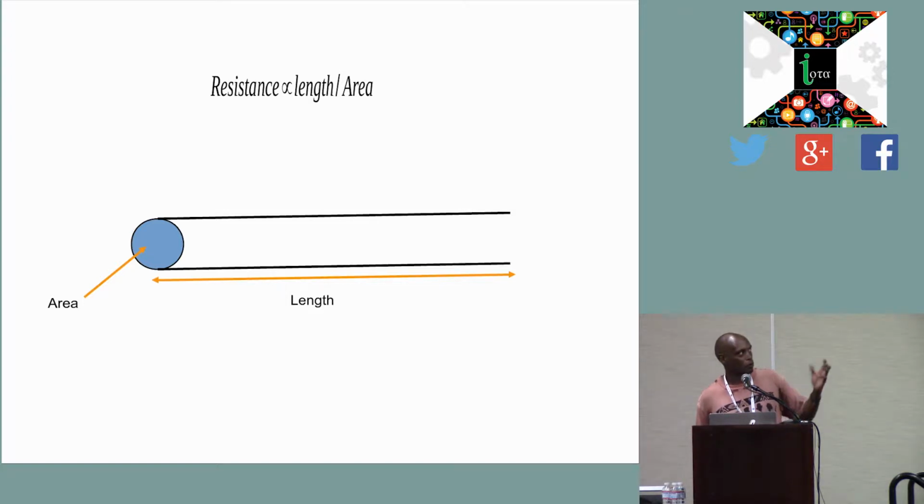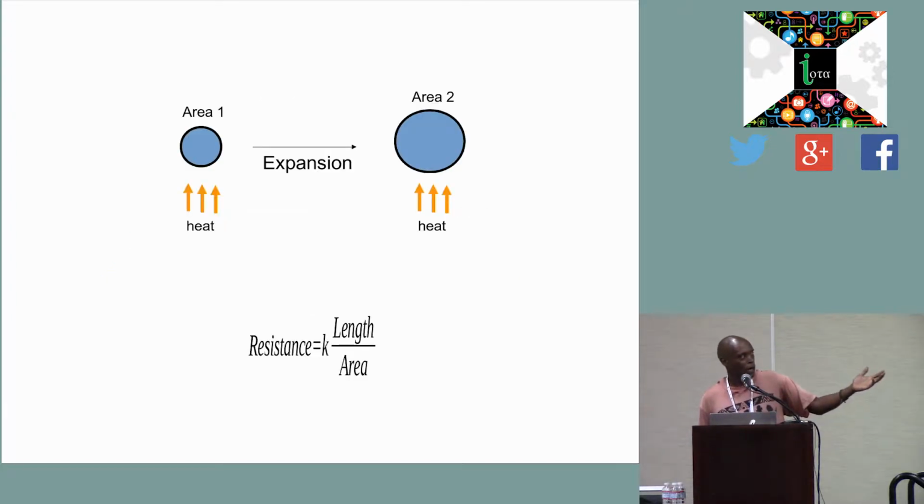And the resistance is proportional to the length. That means the longer it is, the more resistance current will have. And the bigger the area, the less resistance it would have, just like water going through a pipe. And so once you heat your wire, based on the temperature, it can either expand or contract. So when I heat it, it becomes bigger.